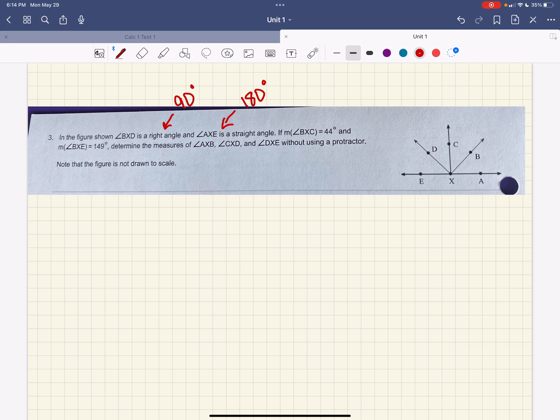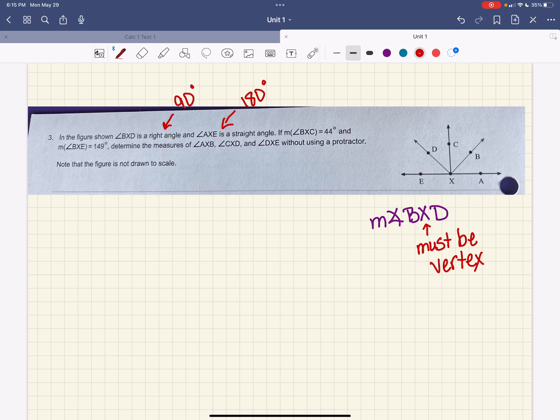Now I want you to look right here. Do you see how this says angle BXD? Here's my point B, here's my X, and here's my D. I want you to notice that that X right there is the vertex. So when I write down the measure of angle BXD, that middle letter must be my vertex.